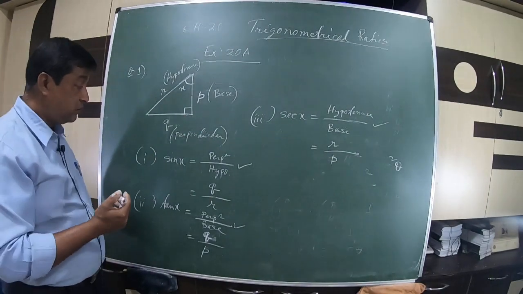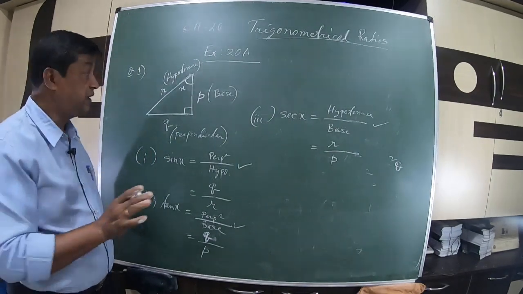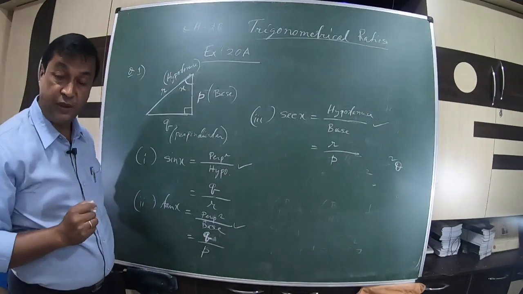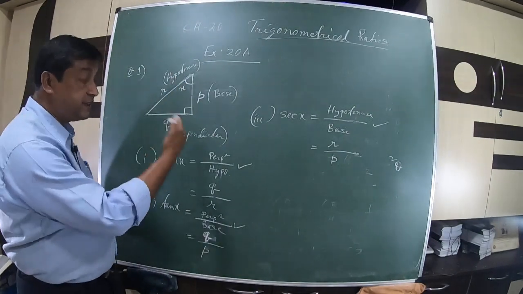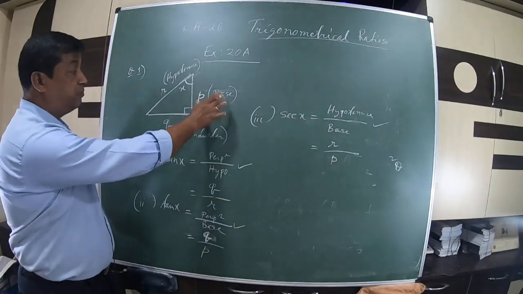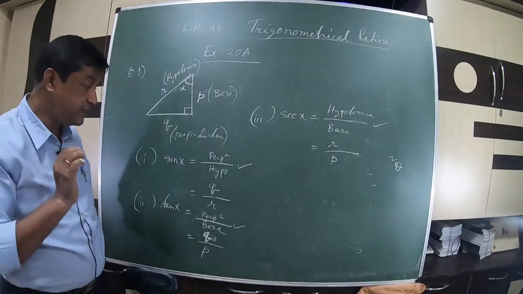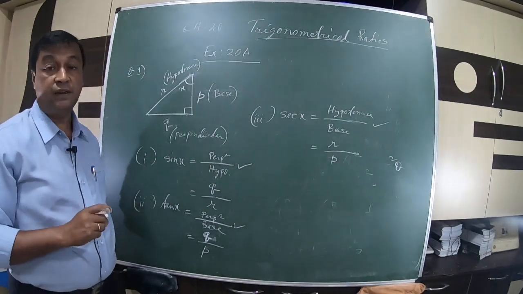Now all of you know that in the right angle triangle, the longest side is what? Hypotenuse. So it is very easy to find the hypotenuse. Now the third side will be the base. Once you know which one is the perpendicular, which one is the base, which one is the hypotenuse, then you can apply the formulas. If you memorize the formulas, then you can replace the values.